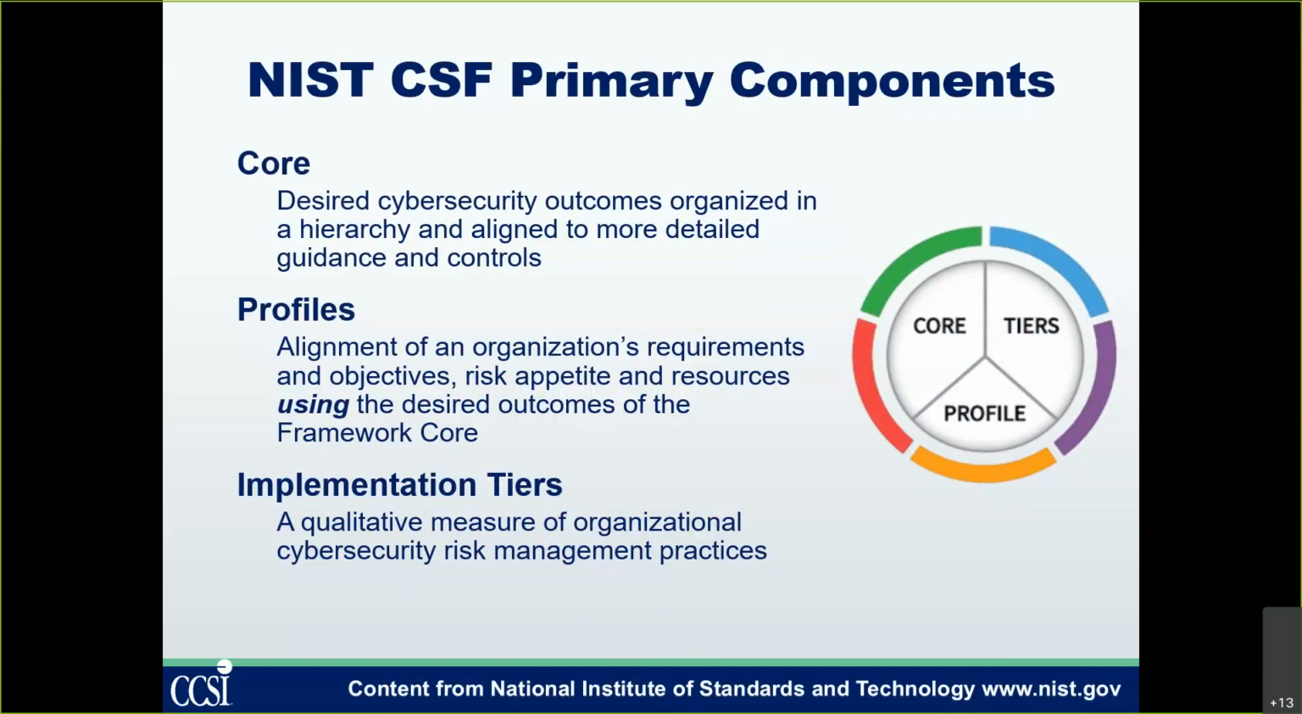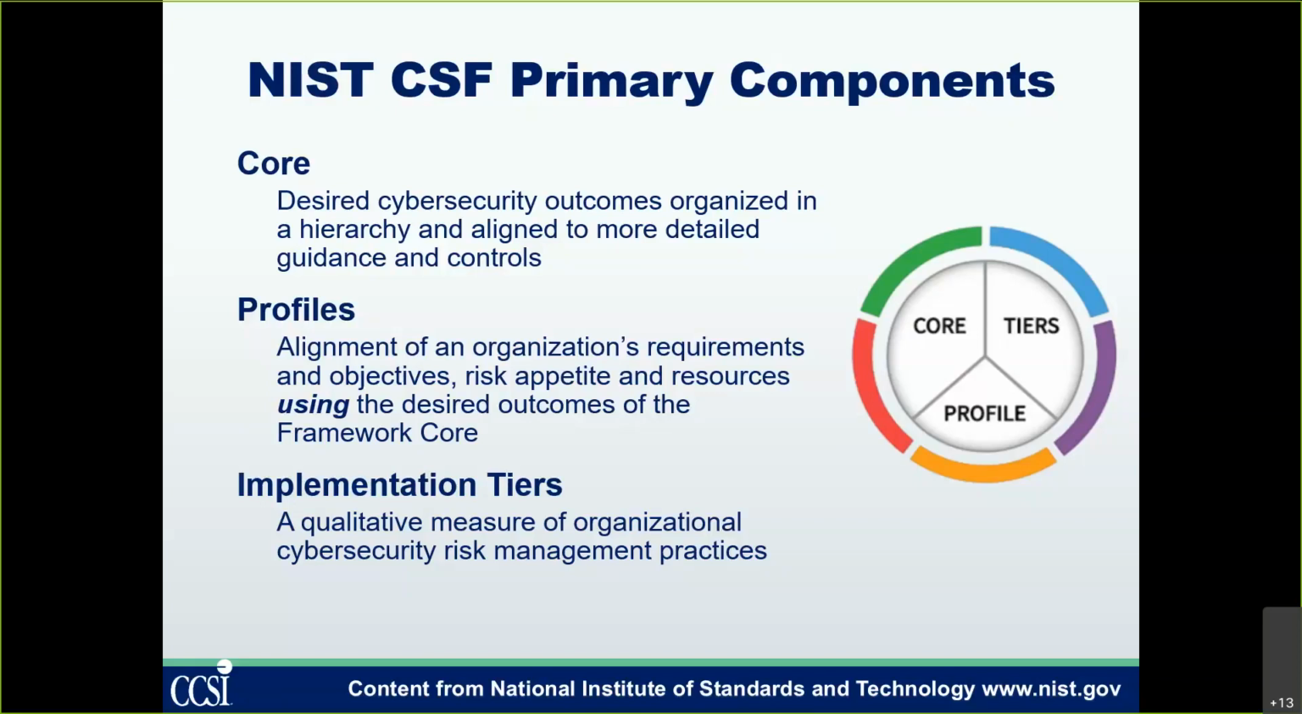Those are functions. Now we'll get into the components. So the core, those are the functions we just talked about. The desired security outcomes. Organizations are in a hierarchy and they're aligned towards the guidance of the controls that you're using. So you have those five: identify, protect, detect, respond, recover. Those are the core of the NIST CSF.